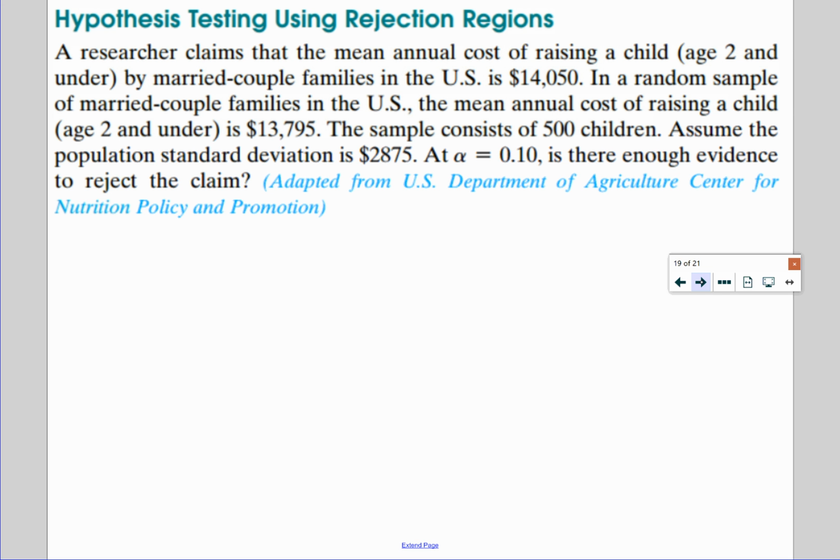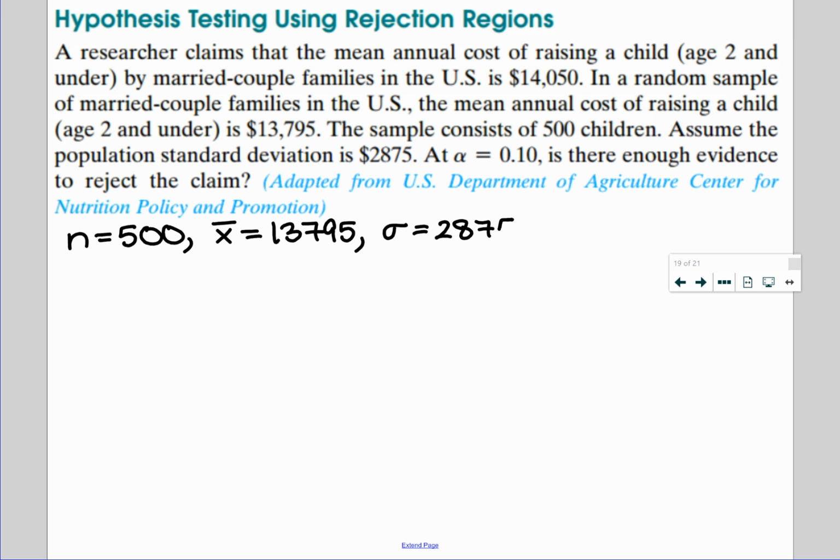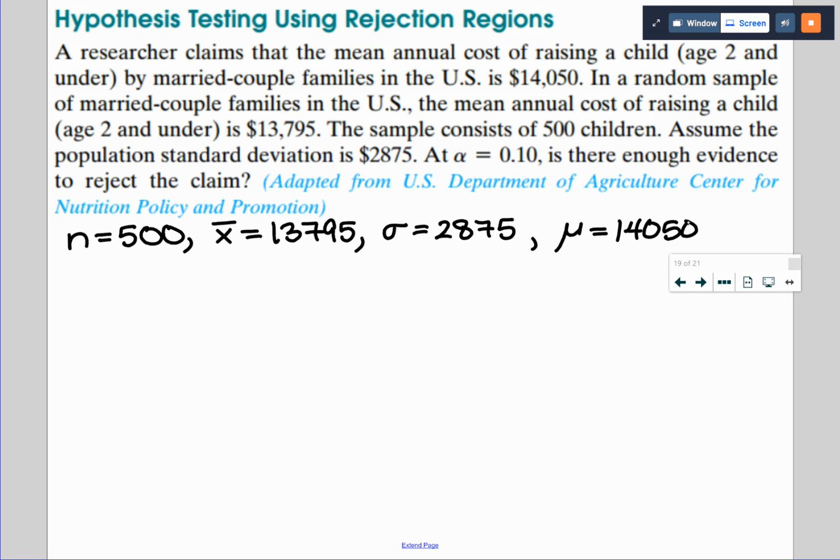All right, so number one, do I know the population standard deviation? Yes. Is my sample size either bigger than 30 or normally distributed? Yes, sample size here is 500, so we're good. We can use our hypothesis testing with our standard normal table. All right, let's label things. Let's start with sample size, we said is 500. We have a mean from that sample, so X bar, 13,795. We have a population standard deviation of 2,875. And we have a mean that is part of our claim. So we're testing that as the population mean, 14,050.